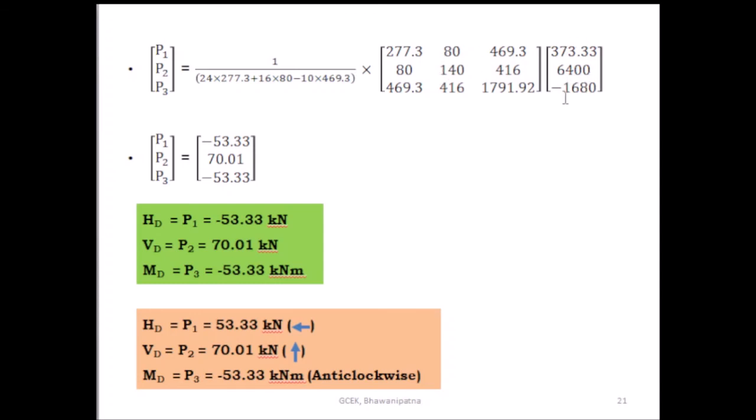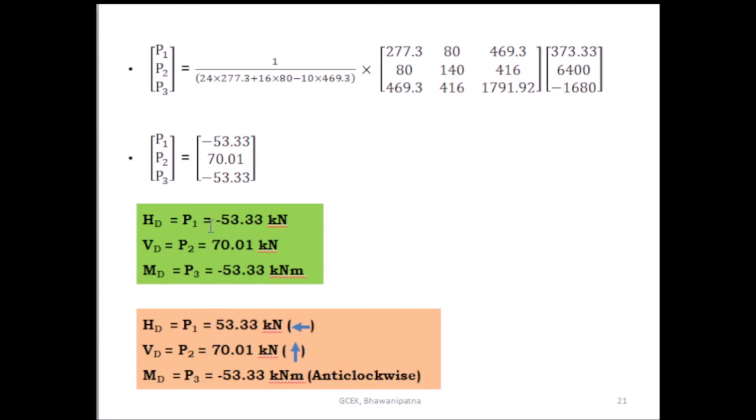After multiplication, you will find P1 is equal to minus 53.33, P2 is 70.01 and P3 is minus 53.33. So P1 is the horizontal force at D, equal to minus 53.33 kilonewton, P2 is the vertical force at D, which is 70.01 kilonewton, and P3 is the moment at D, which is minus 53.33 kilonewton meter.